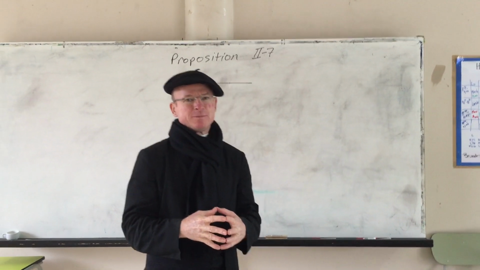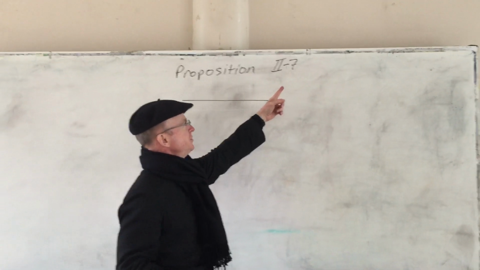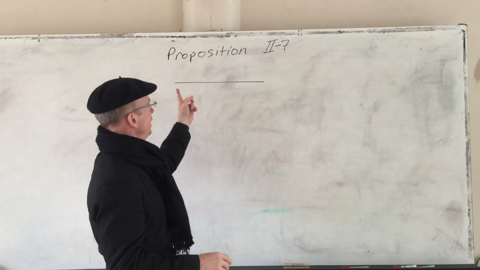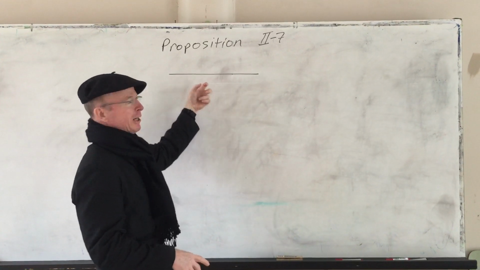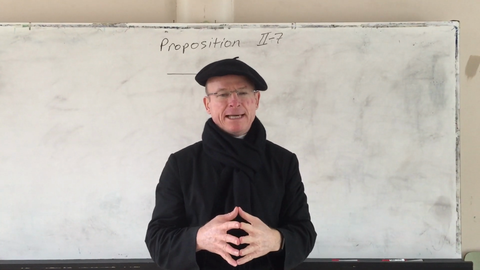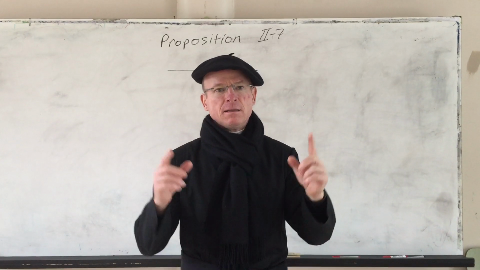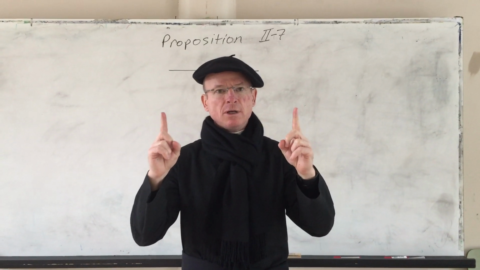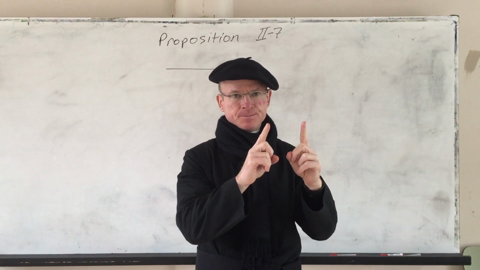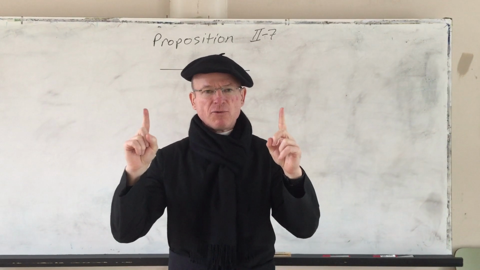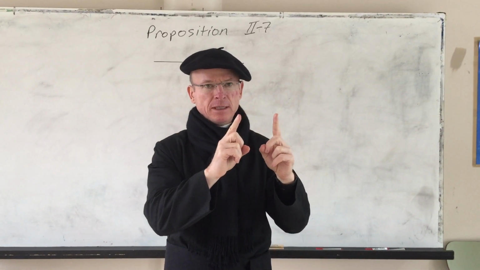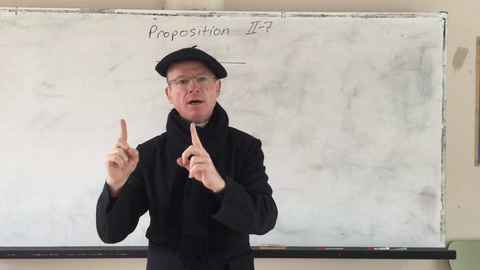Good day, dear students. Today we have Proposition 7 of Book 2, okay? Remember, Book 2 is about line, so this proposition is about this line. If a line be cut at random, then the sum of the squares on the whole and that on one of the segments is equal to twice the rectangle contained by the whole and one of the segments, plus the square on the other segment.